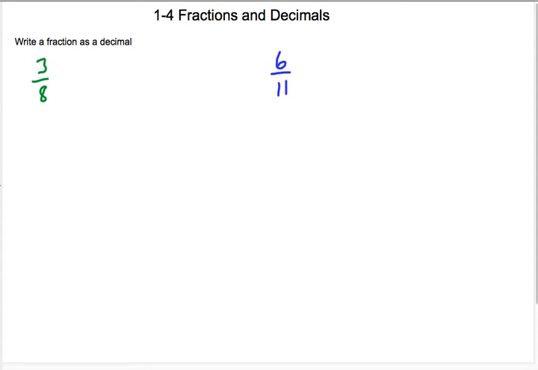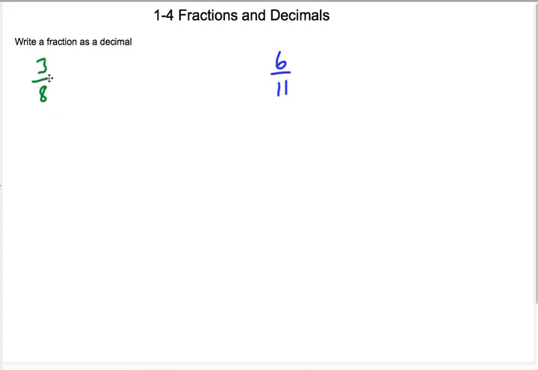Hello, in this video you're going to learn about fractions and decimals. The first thing we're going to do is figure out how to write a fraction as a decimal. Sometimes if the denominator is a number that goes easily into 100, it's easy to figure out what the decimal is going to be by making a proportion. I think we did that earlier in the year.